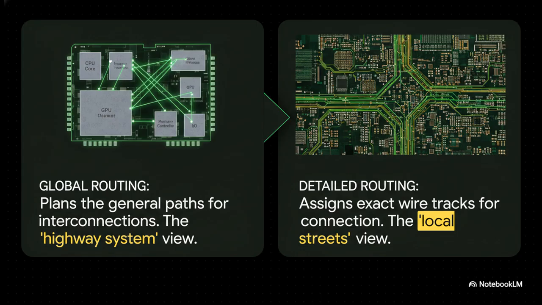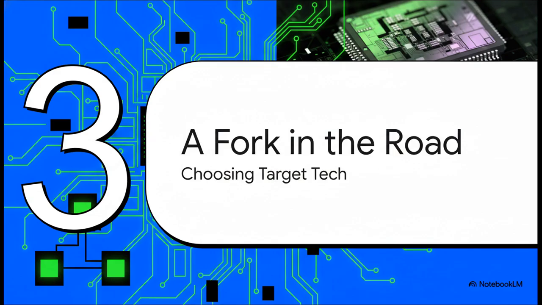This is where we lay the actual local streets, the specific metal wires and power lines that connect every single house to its neighbors and to the city's power grid. So, there we have it. Our Silicon City is all planned out.